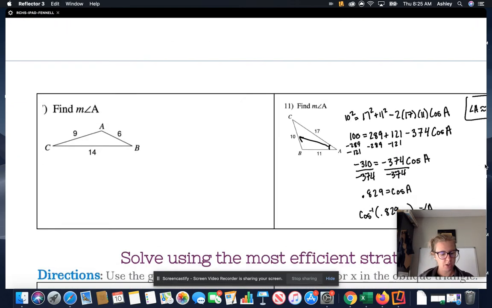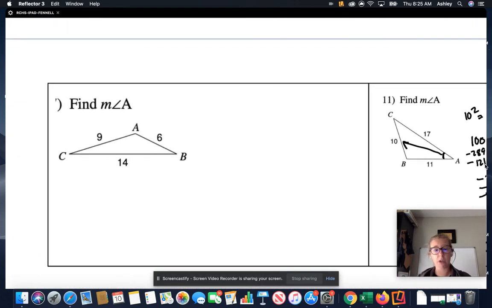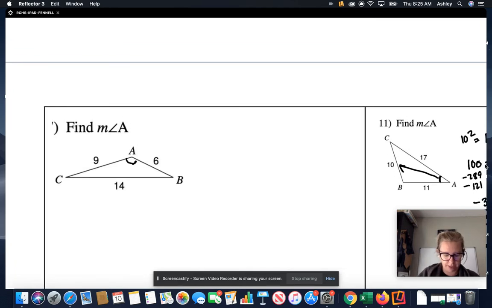All right, so let's try this one. Now we're solving for an angle. This is a little bit more complicated because now we're going to have to isolate that cosine of that angle A. It's a little bit uglier, but totally doable. So remember, we're solving for this angle here.